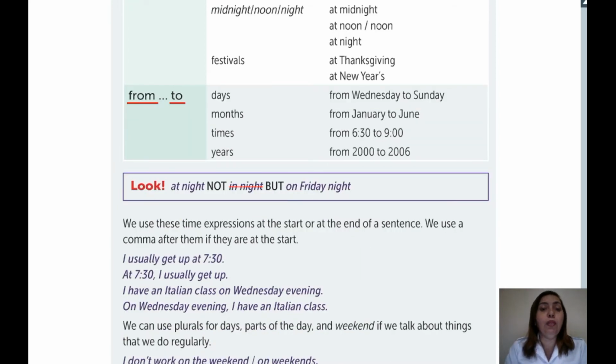We can use the plurals for days, parts of the day, and weekend if we talk about things that we do regularly. Example, I don't work on the weekend or on weekends. Okay? Singular or plural forms for days, parts of the days. So you can say in the morning, in the mornings, all right?